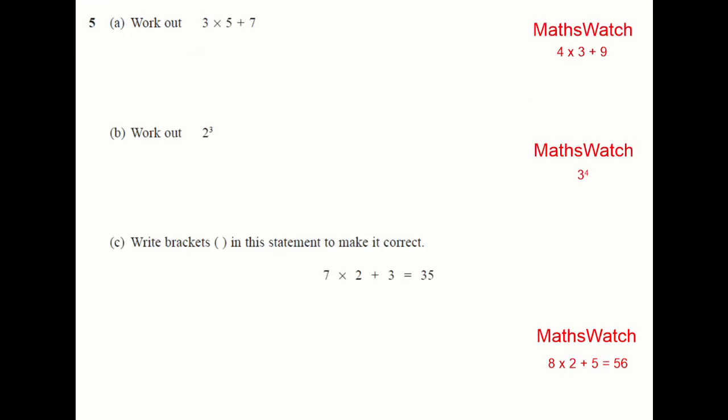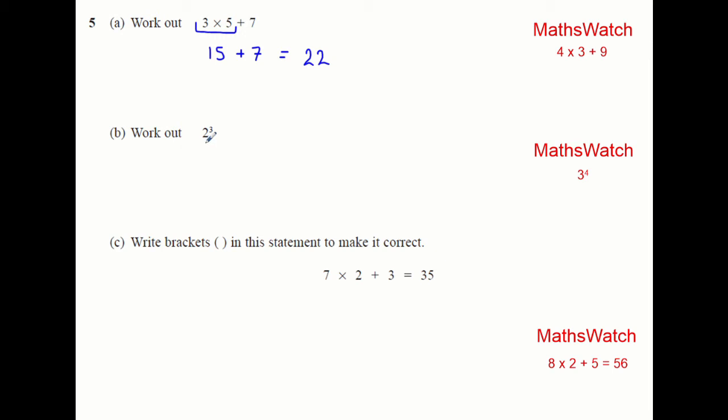Question 5. Work out 3 times 5 plus 7. This is a BIDMAS question, which means we need to decide which calculation comes first, whether we do 3 times 5 first, or whether we do 5 plus 7 first. Multiplication comes before addition, so we're going to do the 3 times 5 as the first calculation. 3 times 5 is 15, and then we will add the 7 to give an answer of 22.